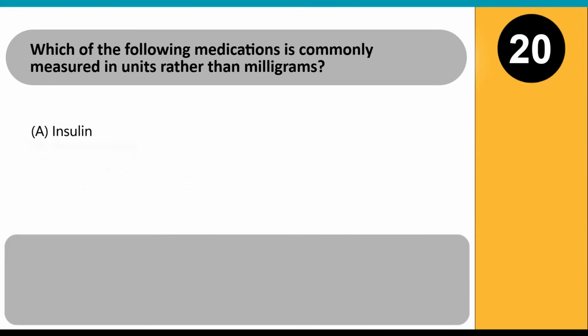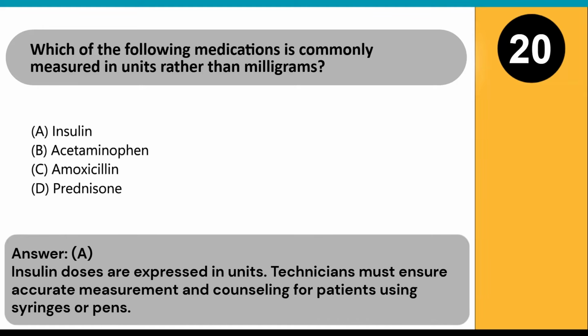Which of the following medications is commonly measured in units rather than milligrams? A. Insulin. B. Acetaminophen. C. Amoxicillin. D. Prednisone. Answer: A. Insulin doses are expressed in units. Technicians must ensure accurate measurement and counseling for patients using syringes or pens.